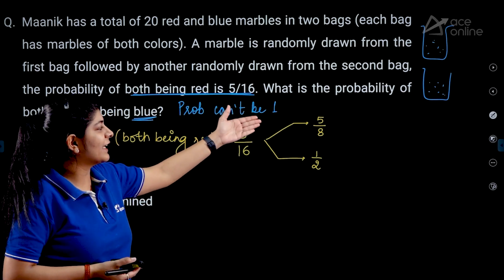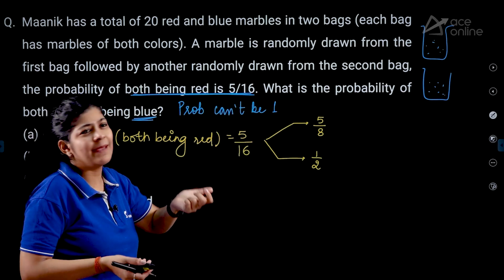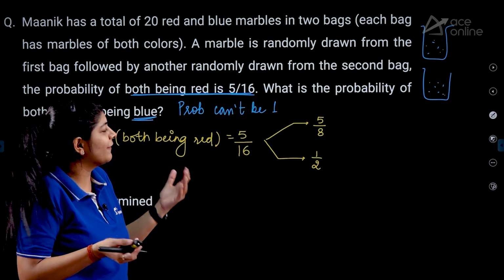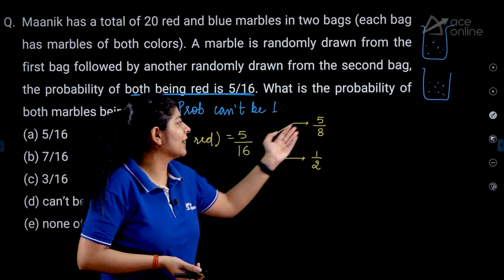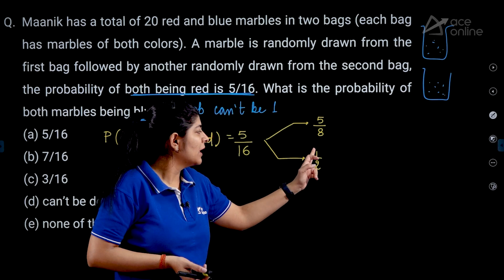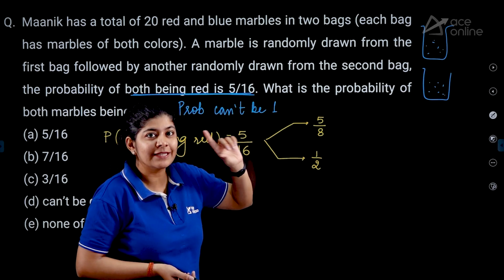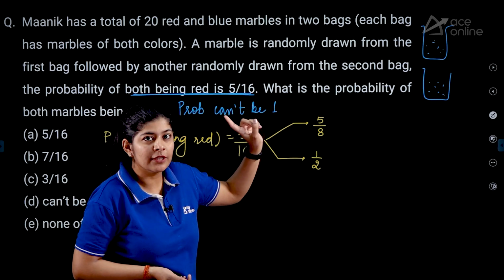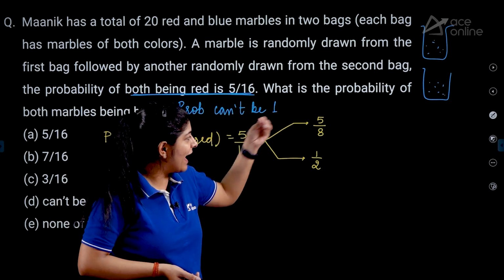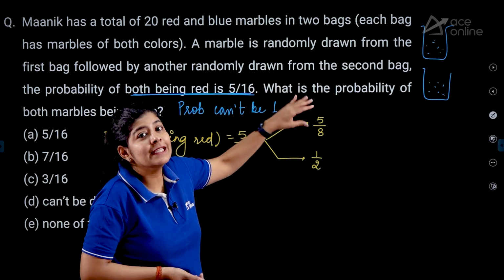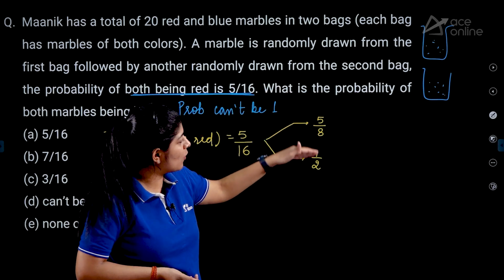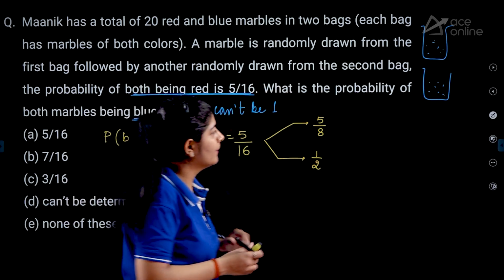Why am I bifurcating it like this only? Because I have no other option. If I break it like 5 by 4 and 1 by 4, that can't be possible, because we know that the maximum value can be 1 only. So we have to keep the numerator lesser than the denominator. So this is the only option that I can do.